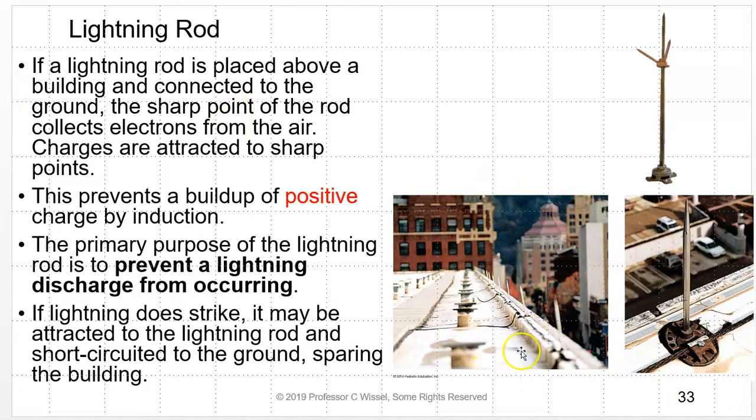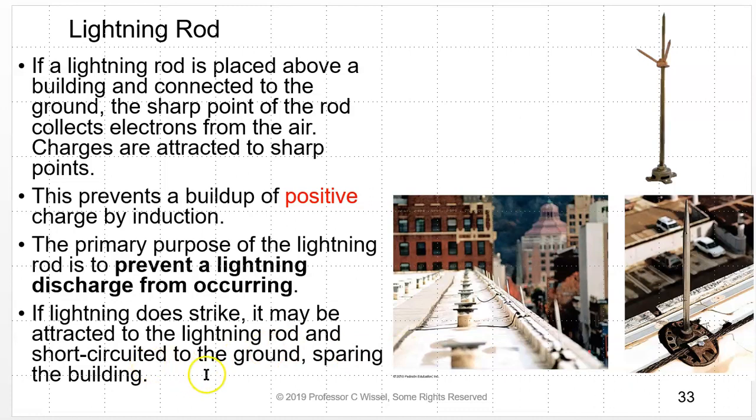If a lightning rod is placed above a building and connected to the ground, with its points sticking up higher than the building, the sharp point of the rod will collect electrons from the air. The charges are attracted to sharp points. This prevents a buildup of positive charge by induction. The primary purpose of a lightning rod is to prevent the lightning discharge from occurring in the first place. It bleeds the charge off.